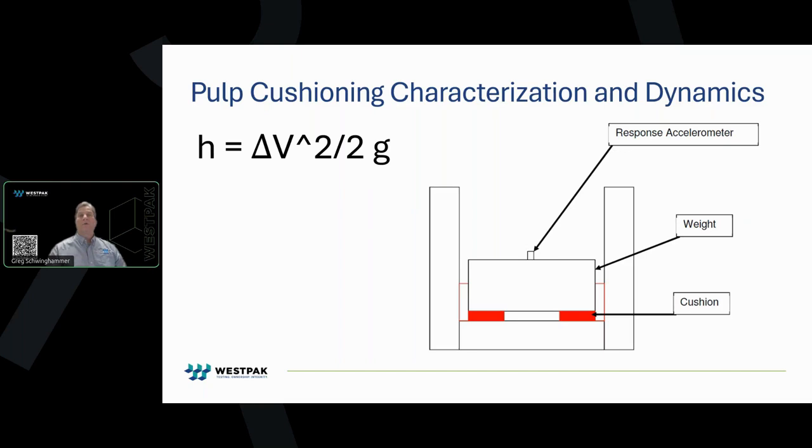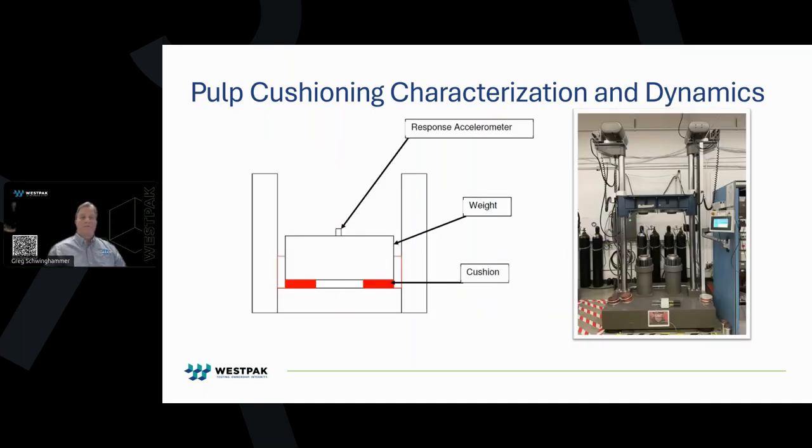So how do we determine the equivalent drop height using this system? The equivalent drop height can be calculated using the formula H equals V squared divided by 2G, where H is the drop height, V is the velocity change, and G is the gravitational constant in units of inches per second squared. The response deceleration transmitted through the cushioning material and to the test block will be monitored using the response accelerometer mounted on the top. So what does that look like?